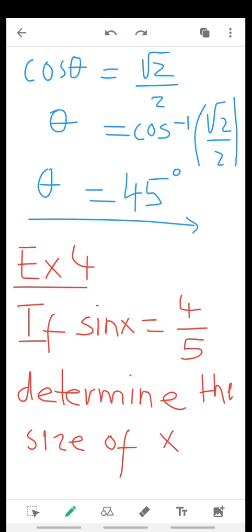So, with example number 4, what is happening? If sine x is equal to 4 over 5, here we are given the relationship. You don't need to start by drawing the diagram. Just find what they say you must find. Determine the size of x, x being the angle, right? So I know that for me to find x, I must get rid of the sine. How do I get rid of the sine? That is when I say arc sine or shift sine 4 over 5.